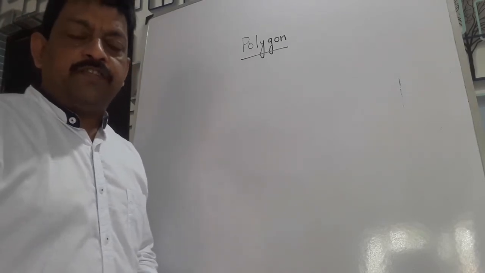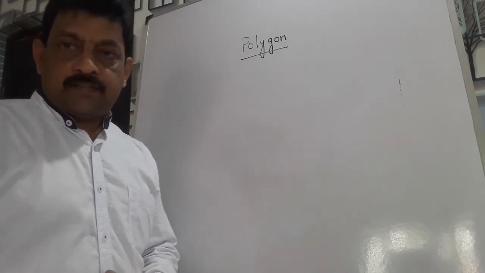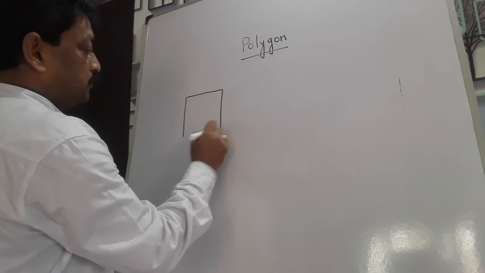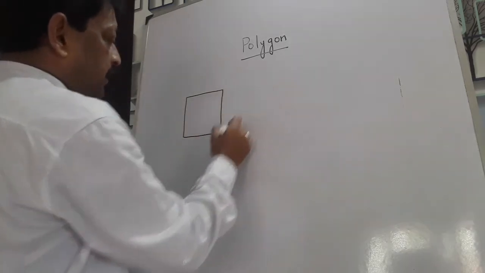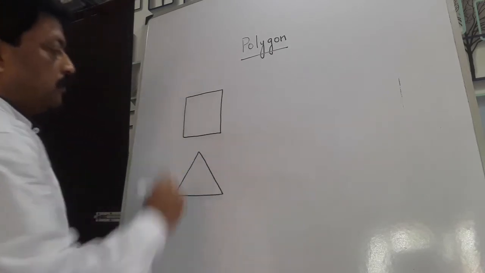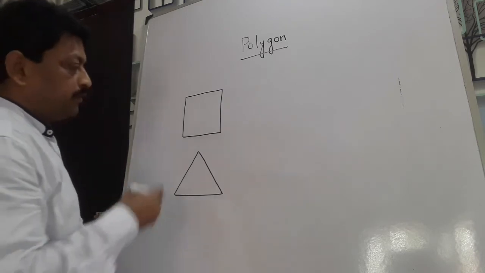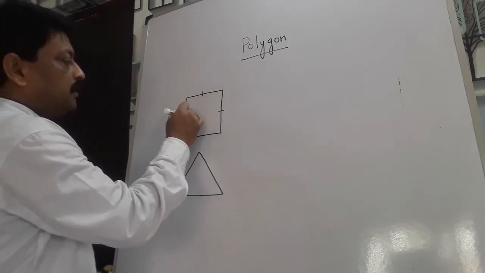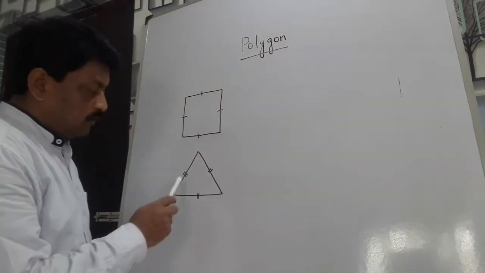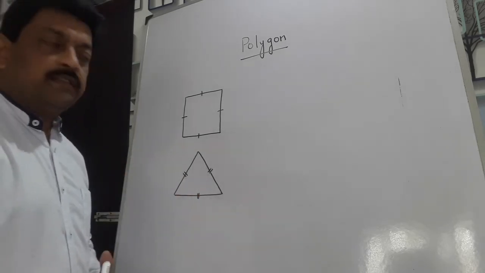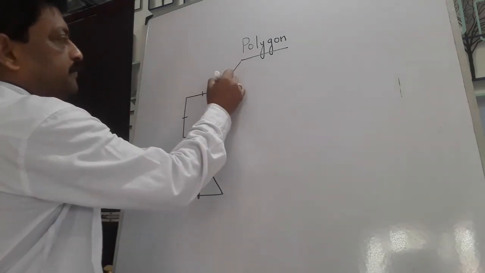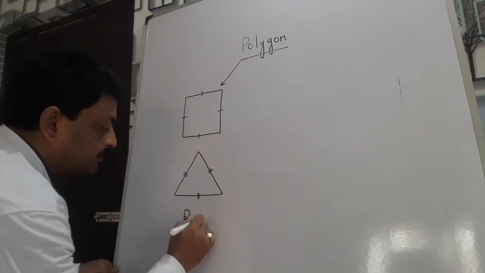Polygons are also classified according to the length of their sides. Consider a square. Consider an equilateral triangle. So what is the speciality of these two figures? Here all the sides are equal in length. In an equilateral triangle also all the sides are equal, that is, the lengths of the sides are equal. So they are known as regular polygons. So polygons are classified as regular and irregular.